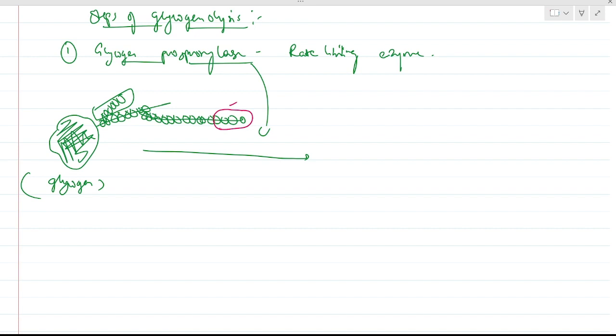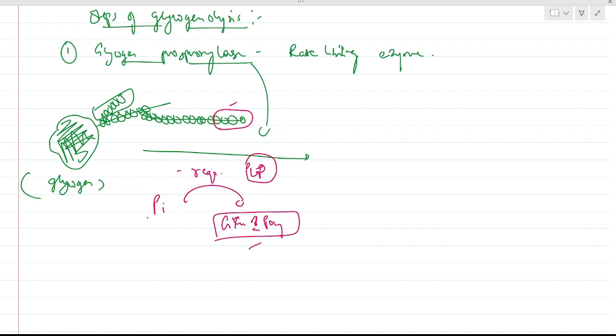Remember, glycogen phosphorylase requires PLP, and an inorganic phosphate is used to form the side product glucose 1 phosphate. Okay, glucose 1 phosphate is formed. We will learn about this in the subsequent steps. Remember, these are glucose residues, so as the glucose residues are removed, glucose 1 phosphate is formed.